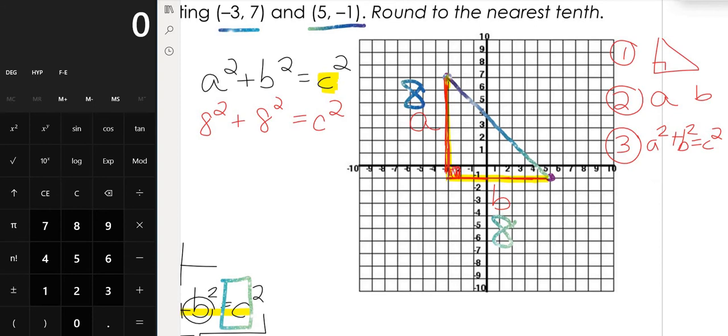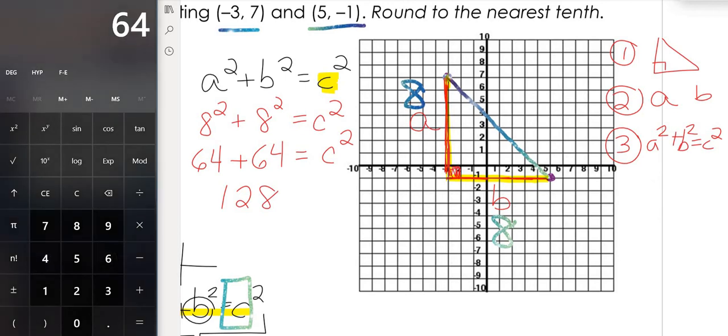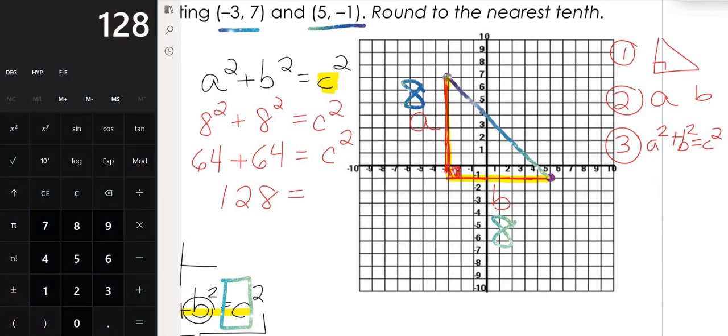8 squared means 8 times 8, and you get 64, plus 8 squared, which is 64. Together, that gives me C squared. Add together 64 plus 64, which is 128. If you don't believe me, let's go to our calculator. 64 plus 64 equals. Okay, so 128 equals C squared.